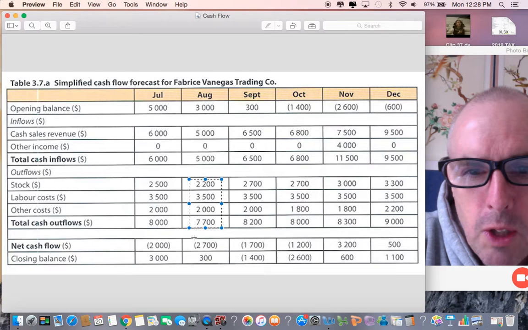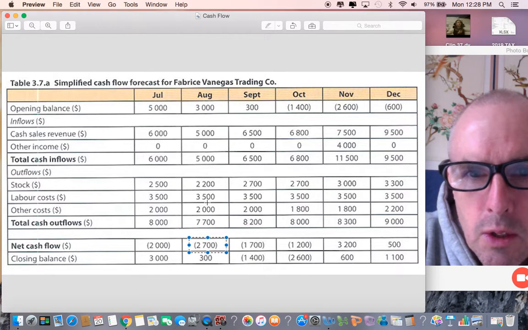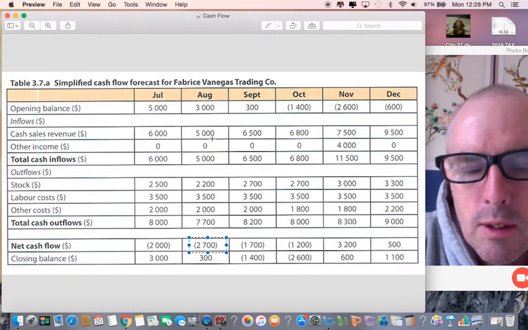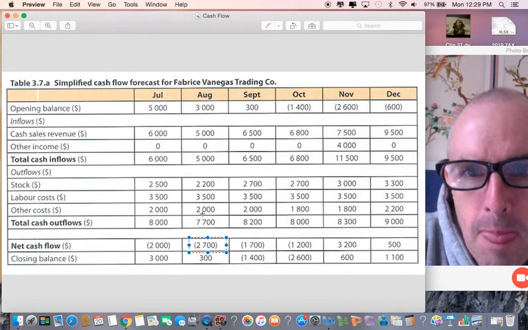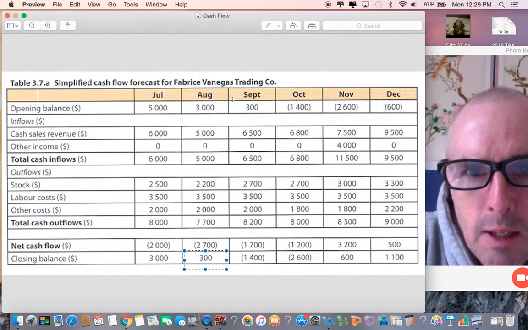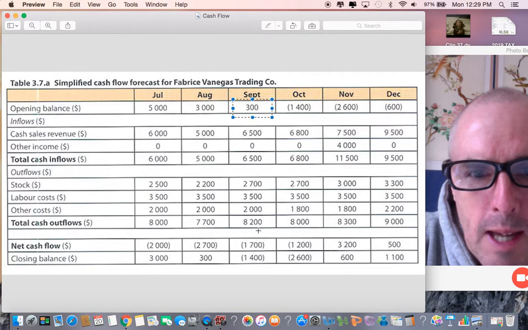for a net flow for the month of August of negative $2,700. So it looks like sales isn't going very well for this particular month. Maybe we have to do some sort of strategy to improve sales. So at the end of the month, our total balance, what we have in the bank, is $300. I take that 300 and I move it to the opening balance for the next month. And then I go ahead and I do the math again.